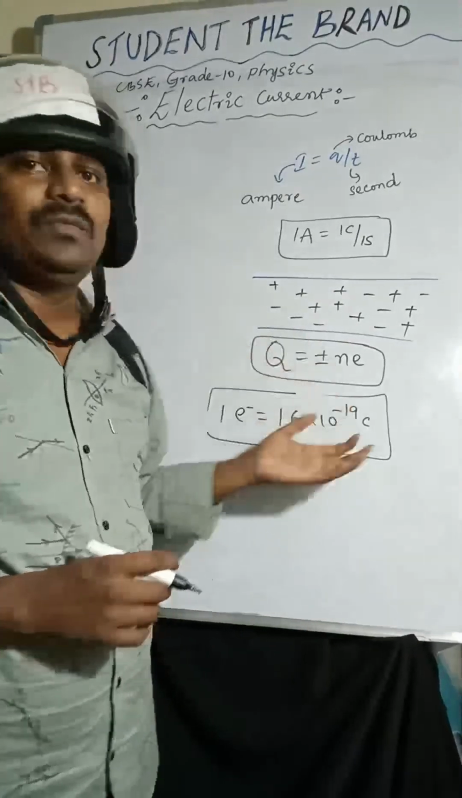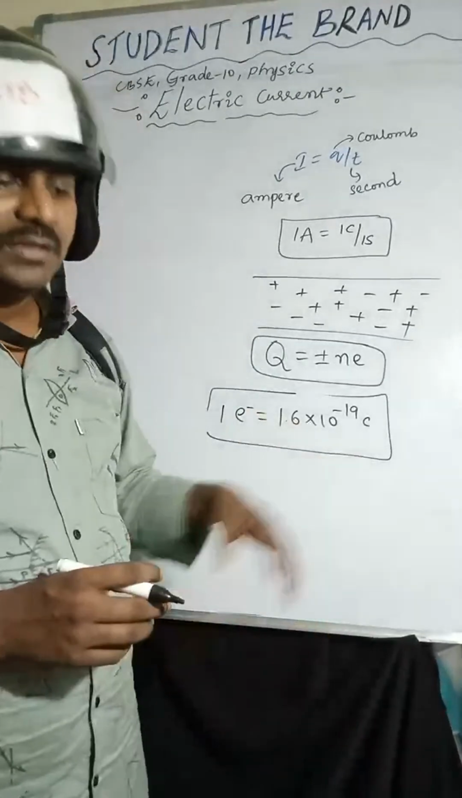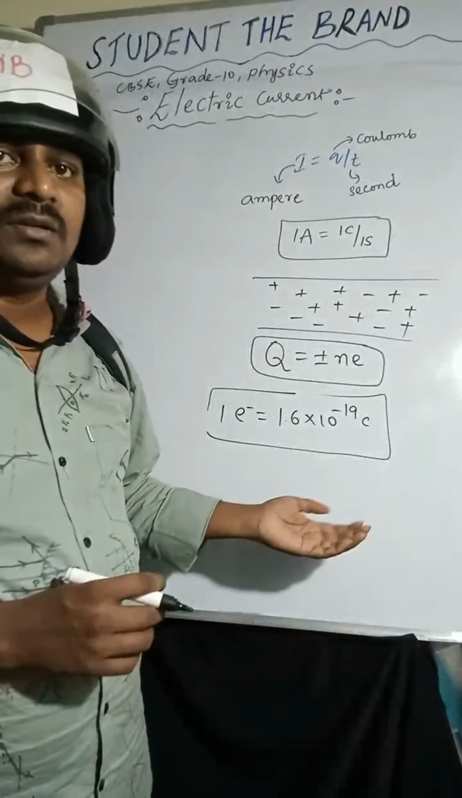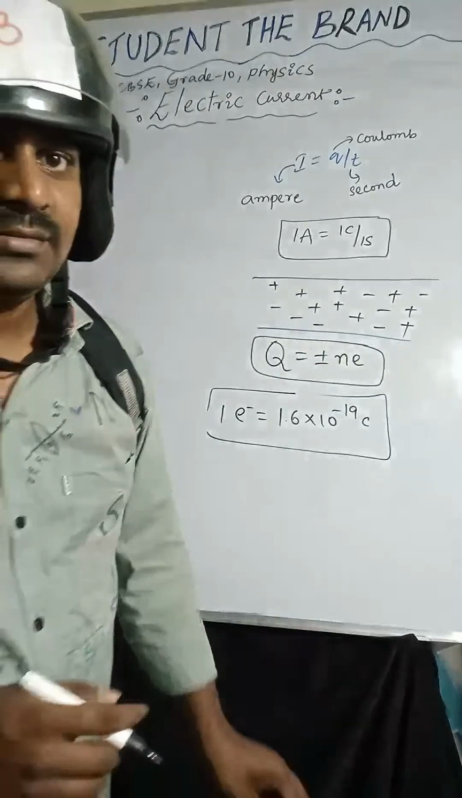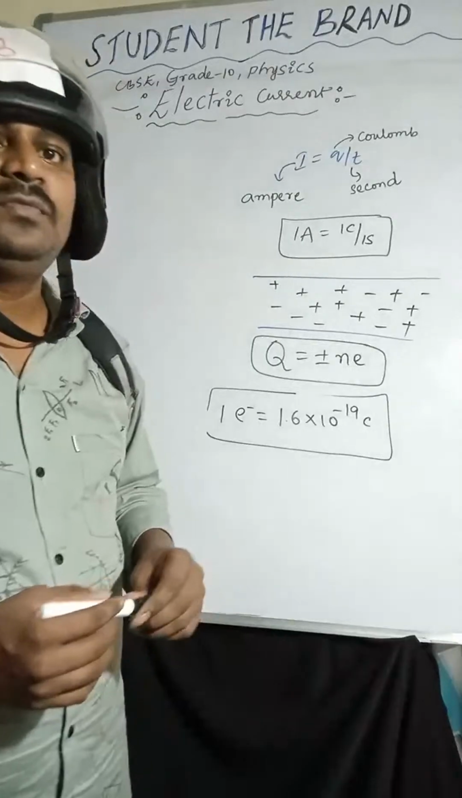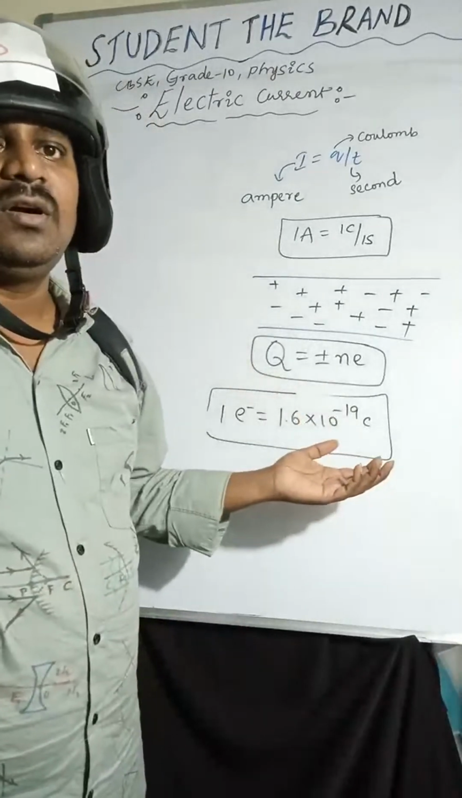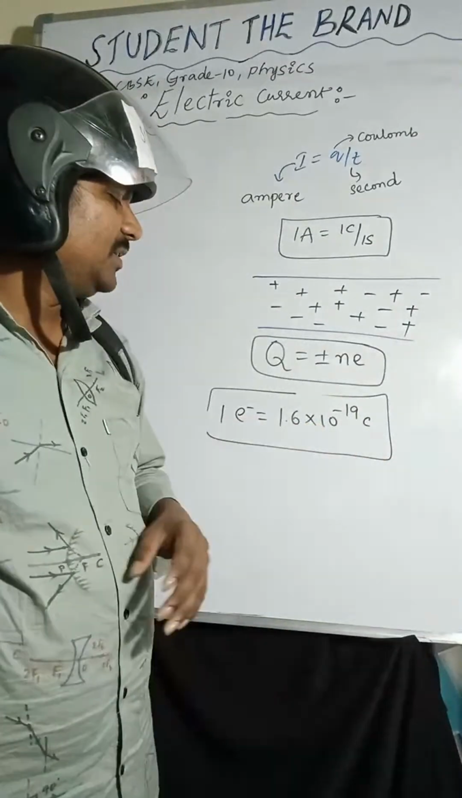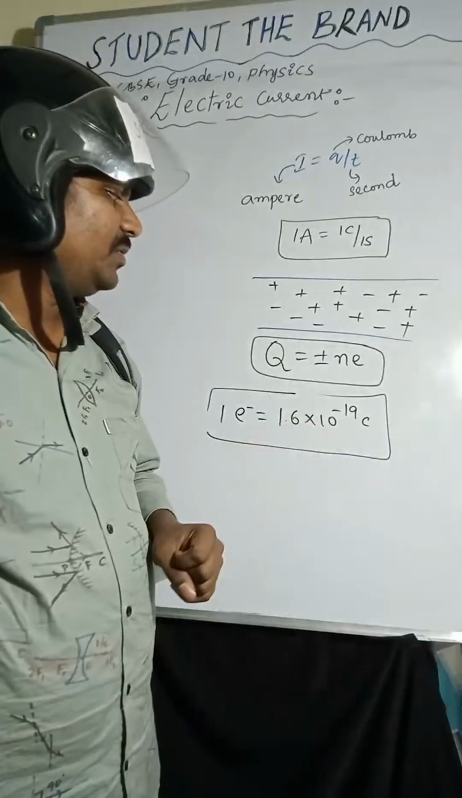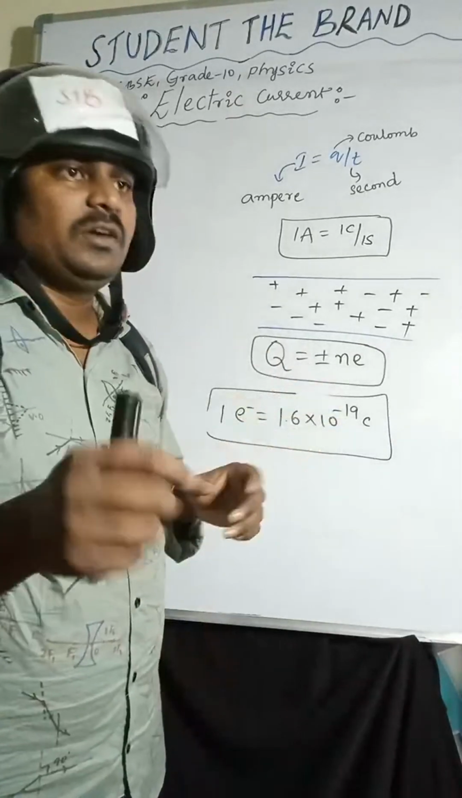Sometimes they won't give this value in the exam question, so you have to remember that. Without remembering this value, if you go to the exam and substitute a wrong value, again it is a problem. So try to remember this value, 1.6 into 10 power minus 19 coulomb. On this one, two more questions they will ask.